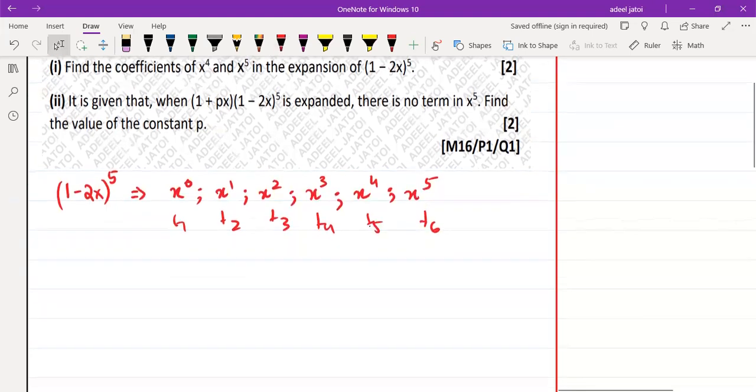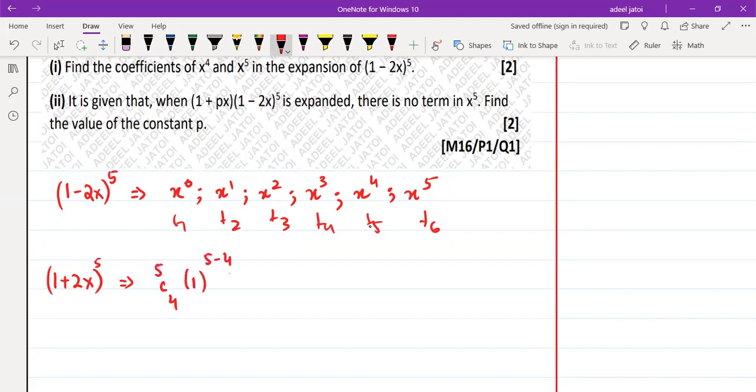So when you need term 5 and term 6, how are we going to open this? Whenever there is term 5, what we need is the power should be 4. So this should be 5C4, 1 to the power 5 minus 4, (2x) to the power 4. This will be for term 5.